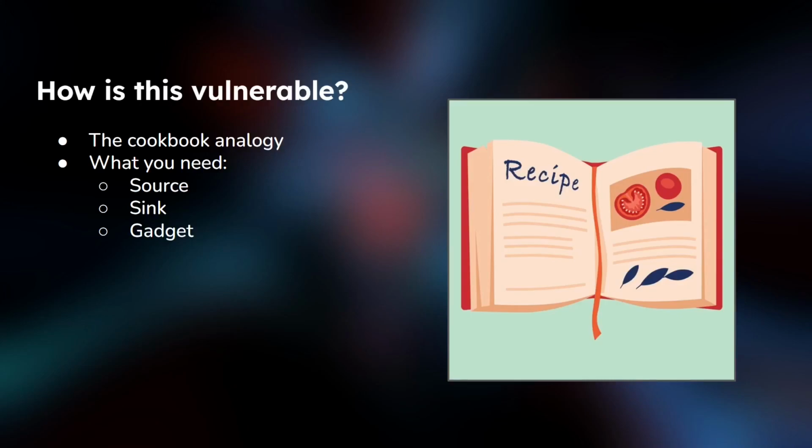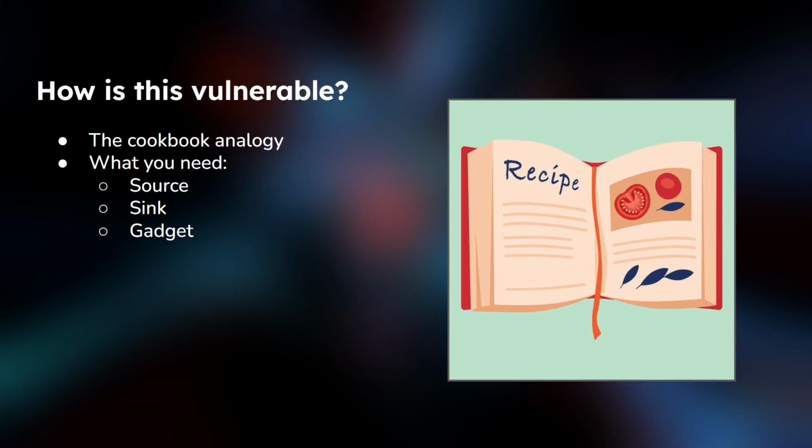So a JavaScript function or a DOM element that lets us execute some kind of binary or some kind of arbitrary code. And then we need an exploitable gadget. So we need a property that's passed into one of those JavaScript functions or DOM elements that isn't being properly filtered or sanitized.